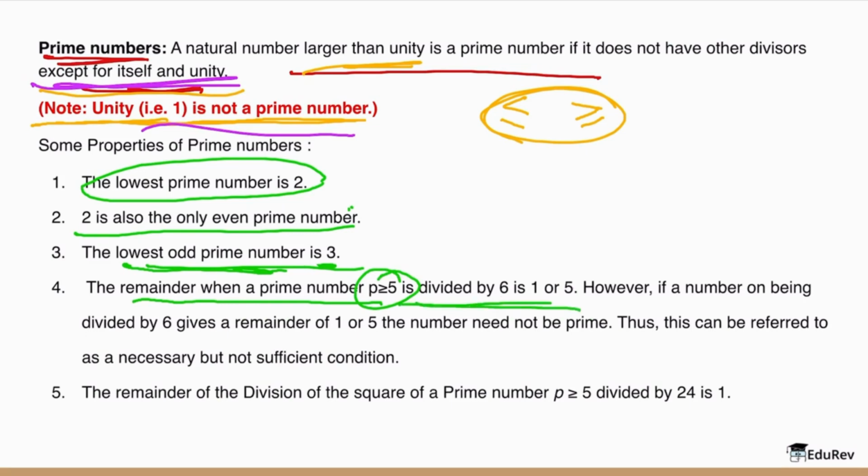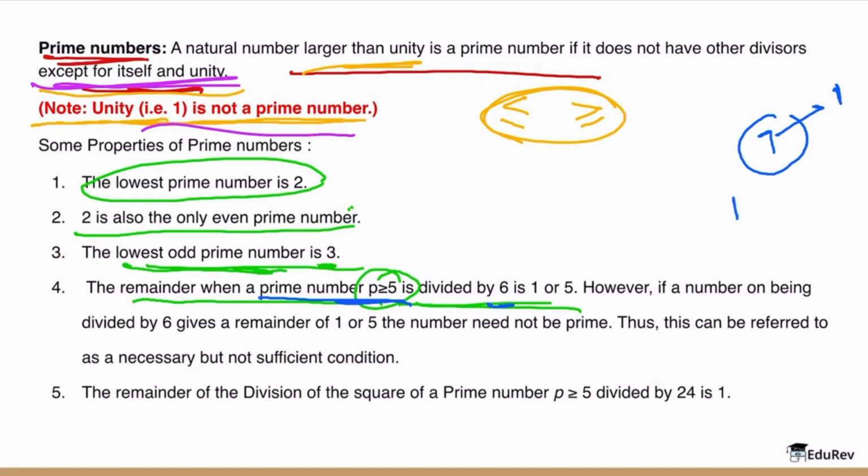So this is one of the properties which you need to learn and understand. What they are saying is that whenever a prime number greater than 5 is divided by 6, for example, if I take a very simple example, 7 is a prime number. If 7 is divided by 6, what is going to be the answer? 1.